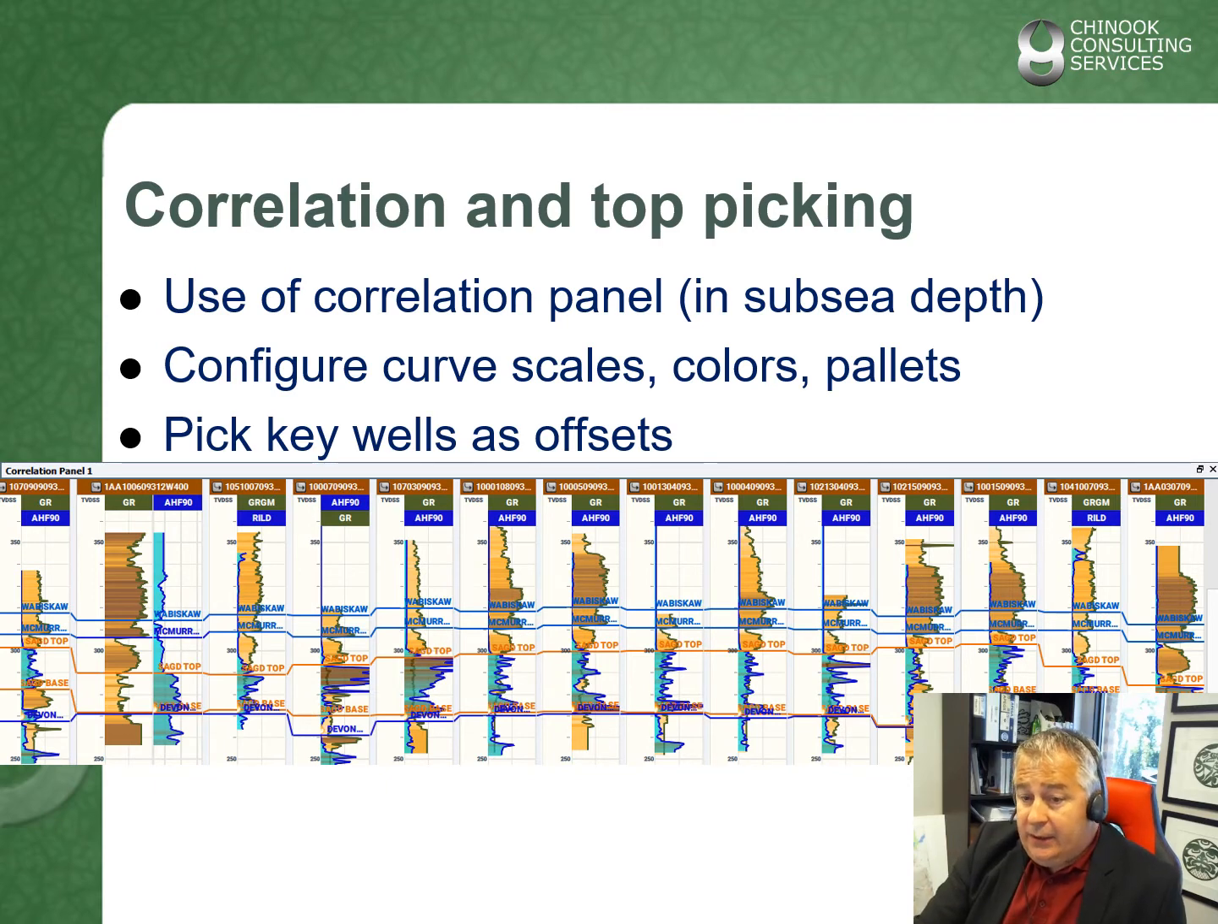Correlation and topicking. This part does not use a script, as the functionality in Starsteer is great and getting better. We use the correlation panel to format logs and tops, formatting one well and then using the apply to all option.